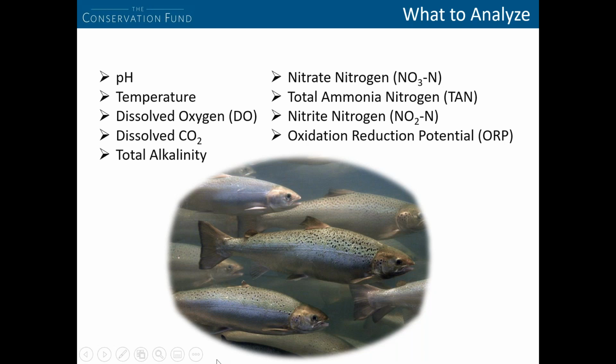For example, your biofilters need alkalinity in order to convert ammonia to nitrate. And CO2, TAN, and nitrite can be toxic to fish at certain levels. And low DO leads to poor fish performance and could also result in death.